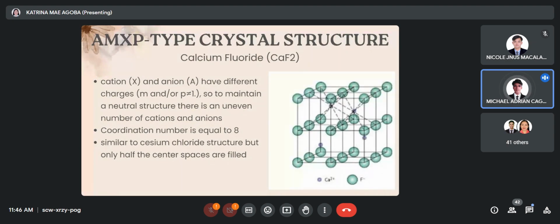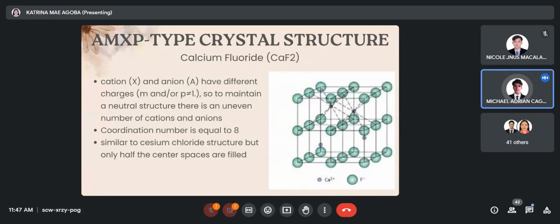The next type is the AmXp type crystal structure. Cation and anion have different charges. m and or p is not equal to 1. So to maintain a neutral structure, there is an uneven number of cations and anions. Coordination number is equal to 8 and similar to cesium chloride structure, but only half the center spaces are filled.